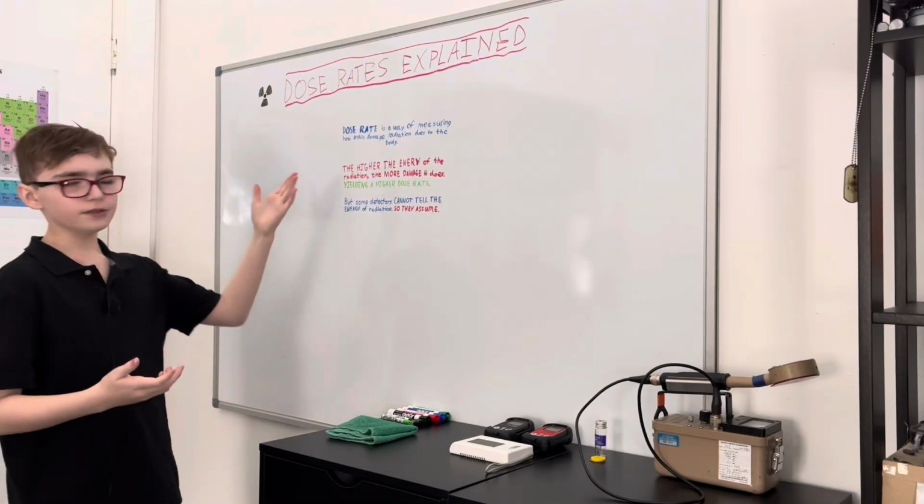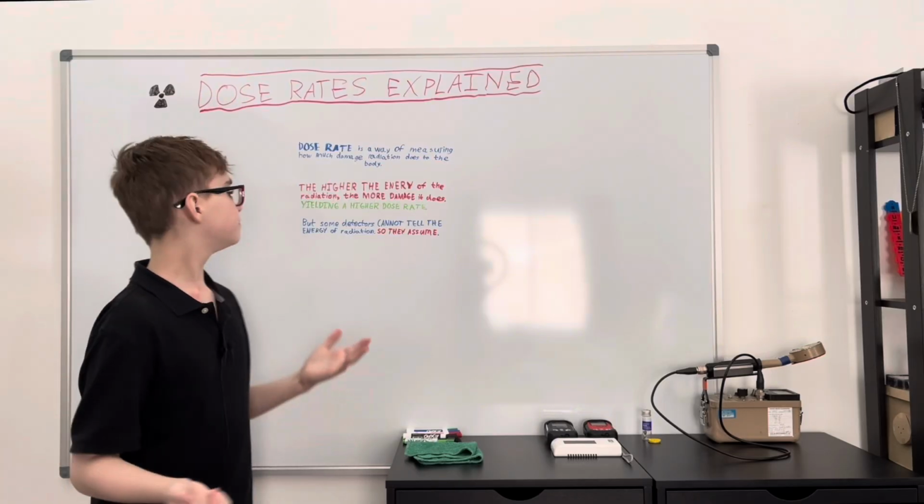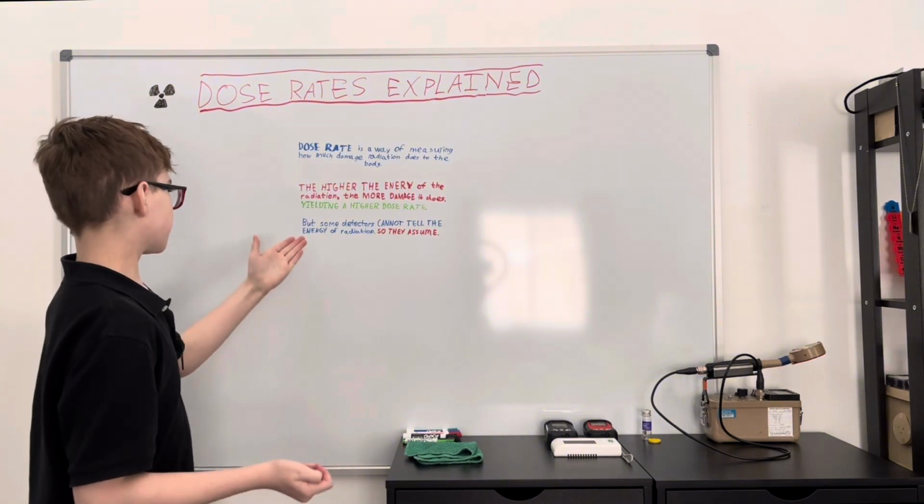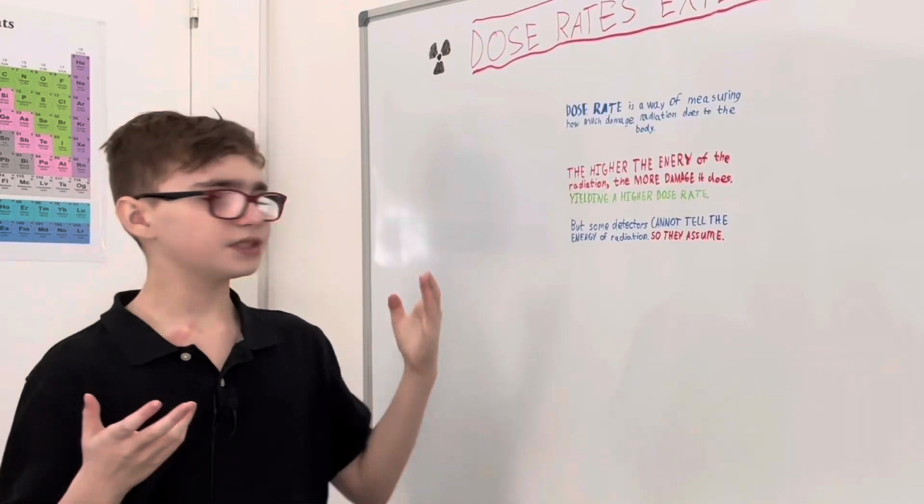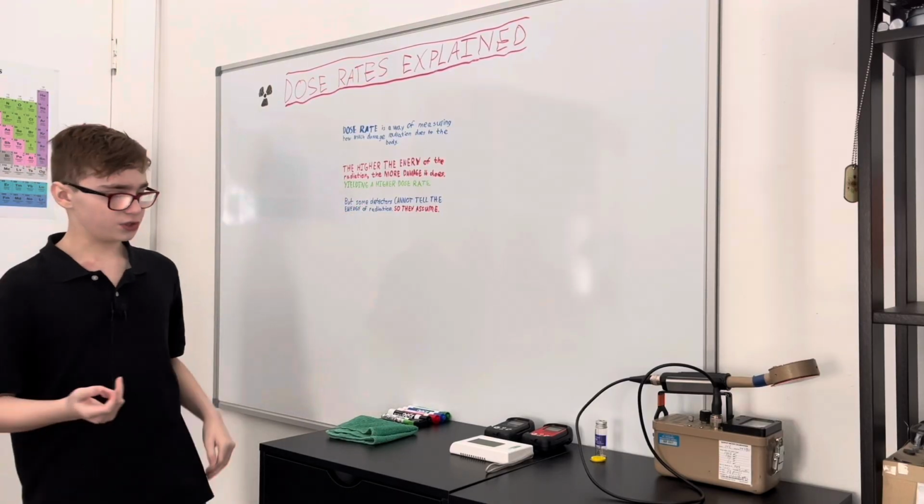And the higher the energy of the radiation, the more damage it does to the body, yielding a higher dose rate. But some detectors cannot tell the energy of radiation. And if you think about it, that could be a big problem. So they assume the energy of the radiation.